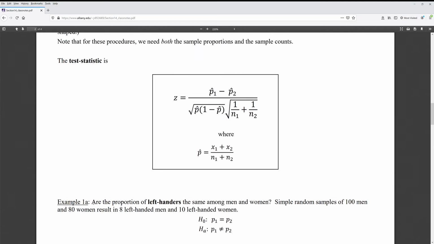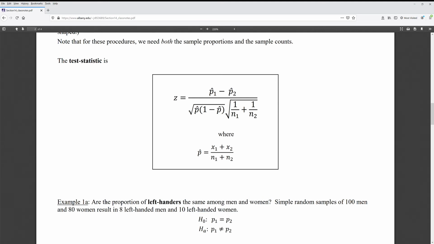So, here's our question. Are the proportion of left-handers the same among men and women? A simple random sample of 100 men and 80 women result in 8 left-handed men and 10 left-handed women. We pick 100 men independently, totally different sample. We pick 80 women. 8 of the 100 men are left-handed. P1 hat is 0.08. 10 of the 80 women, 1/8, 0.125, is our P2 hat. 10 divided by 80 is the proportion of the sample of women who are left-handed.